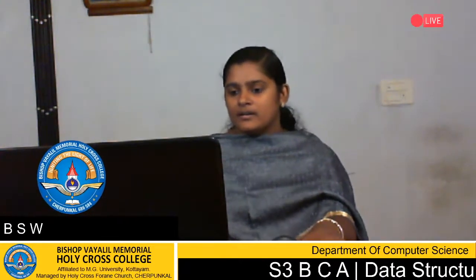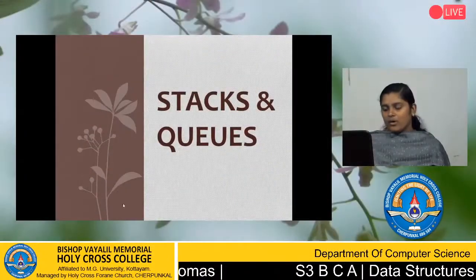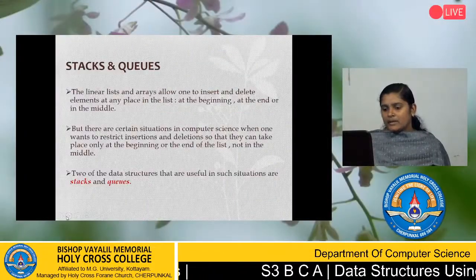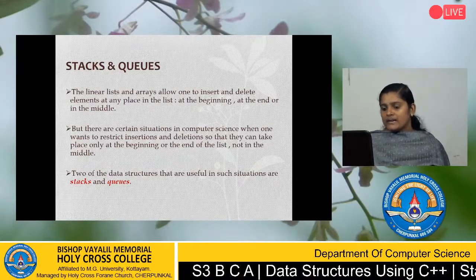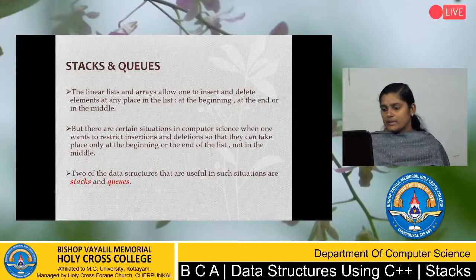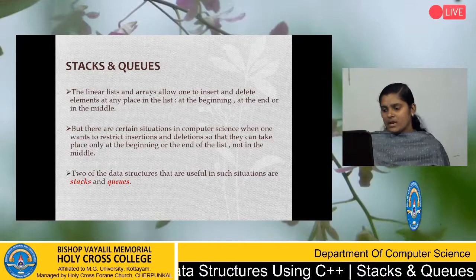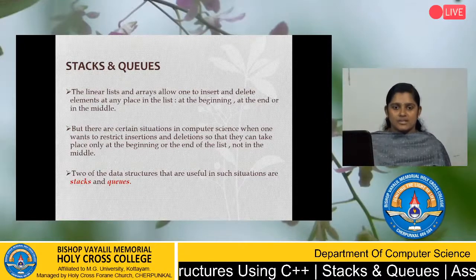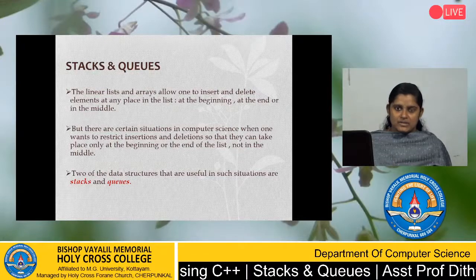First, linear lists and arrays allow one to insert and delete elements at any place in the list: at the beginning, at the end, or in the middle. But there are certain situations in computer science when one wants to restrict insertions and deletions so that they can take place only at the beginning or end of the list, not in the middle. In such situations, we can use two concepts, stacks and queues.